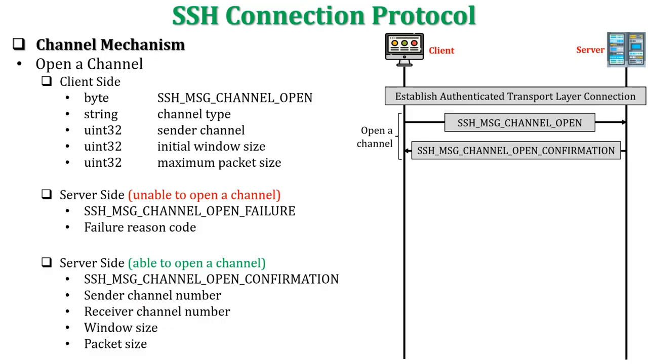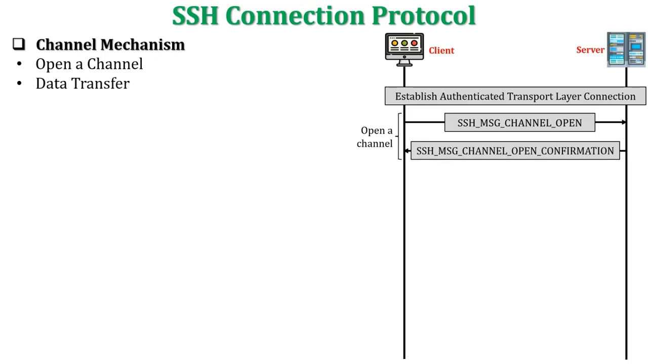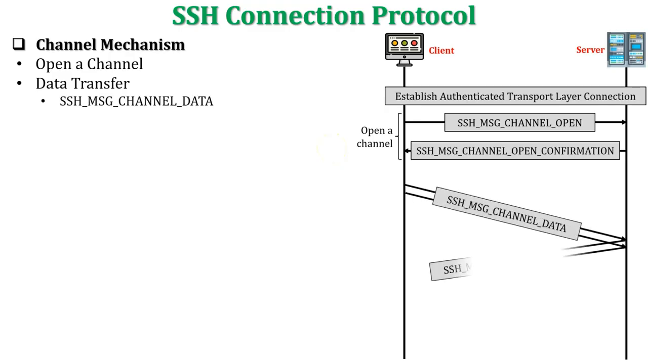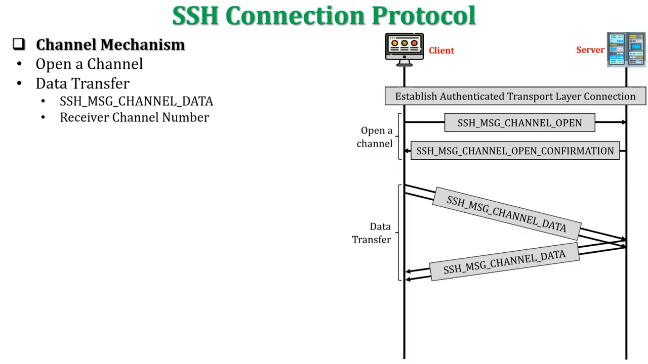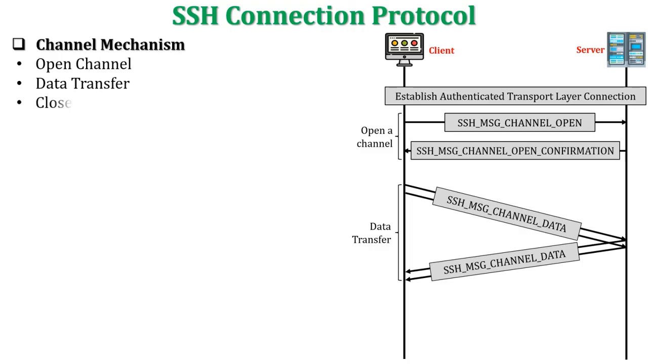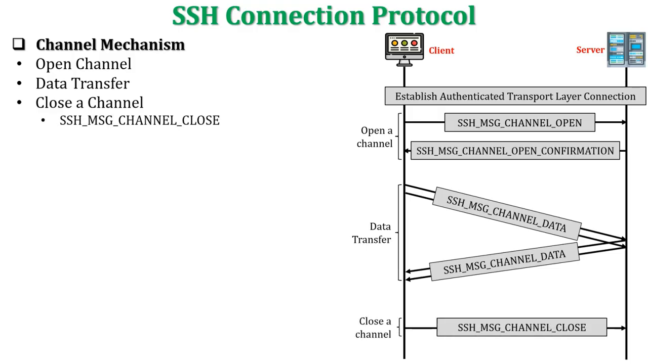Once a channel is open, the next phase is data transfer. After a channel is open, the client and server exchange data using the SSH message channel data. This message includes the receiver channel number and the block of data. After completion of data transfer, the next phase is closing a channel. When either side wishes to close a channel, it sends a close message. It includes the receiver channel number only. So this is all about channel mechanism.